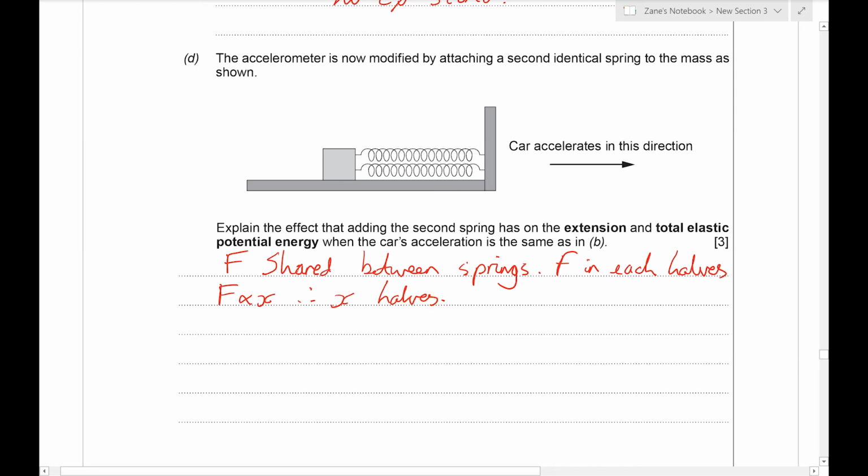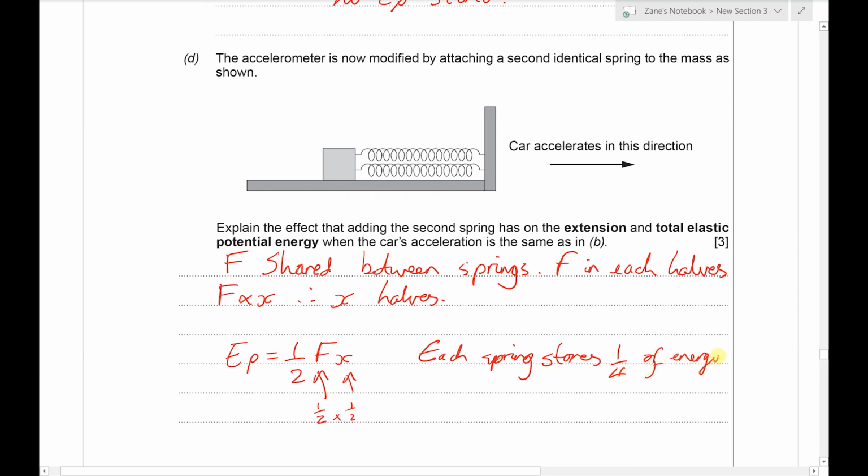Next, to consider the elastic potential energy. Well, let's go back to that formula that elastic potential energy is a half Fx, and consider each spring. Each spring has half the force in it and half the extension. Now a half times a half is a quarter. So let's put that down. So each spring stores a quarter of the previous energy, or the energy in B. There's 2 springs, so the total energy stored is a half of B.